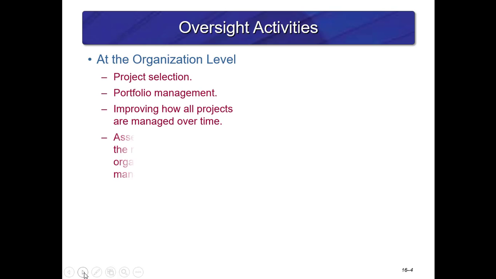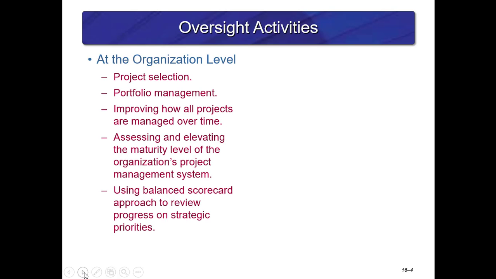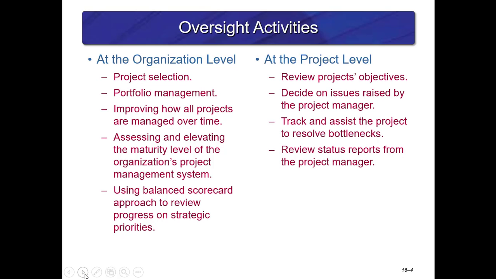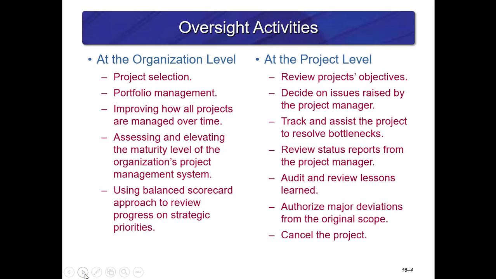At the organization level, the oversight activities include project selection, portfolio management, assessing and elevating the maturity level of the organization's project management system using balanced scorecards. At the project level, some activities include deciding on issues raised by the project manager or the team, tracking and assisting the project to resolve areas of slowdown or bottlenecks, auditing and reviewing lessons learned, or even canceling the project.